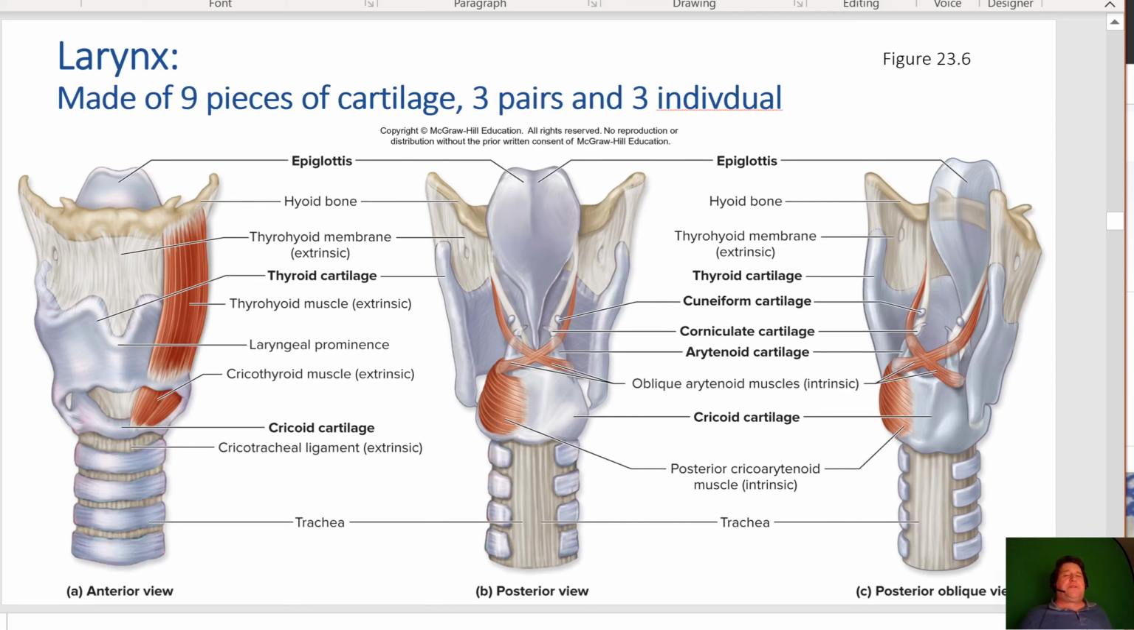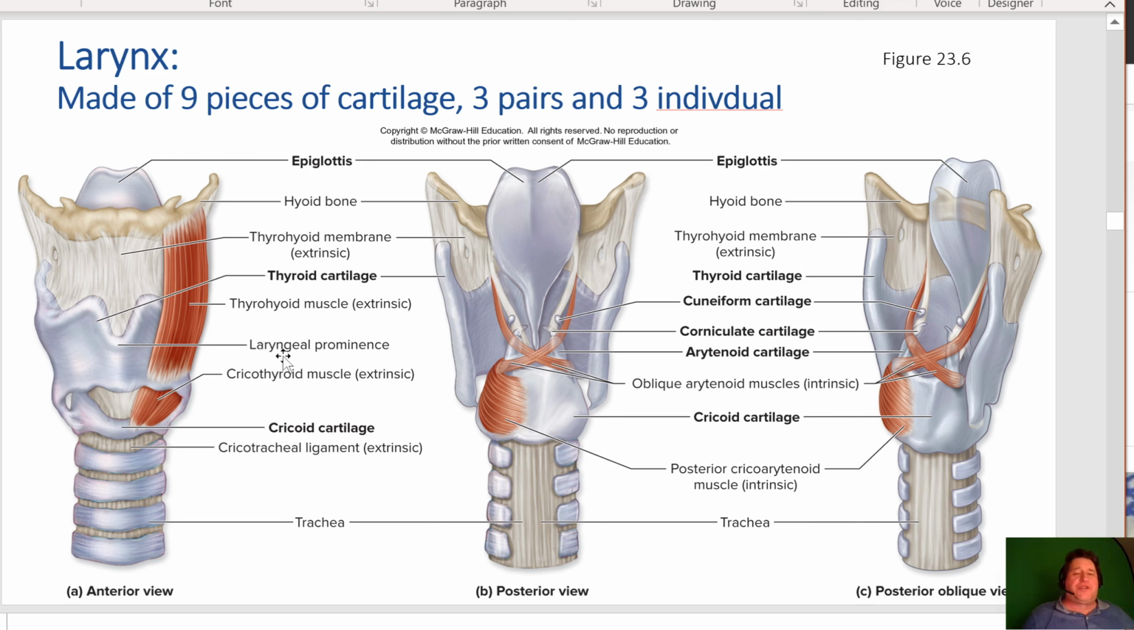The larynx is made of 9 pieces of cartilage, 3 pairs and 3 individual. So there are 3 pairs of cartilage, which is 6 pieces, and then 3 individual pieces, for 9 total. The ones that are individual are the epiglottis. You can see that it flaps down over the airway, over the space, and causes the food to push down behind the larynx and down into the esophagus to the stomach.